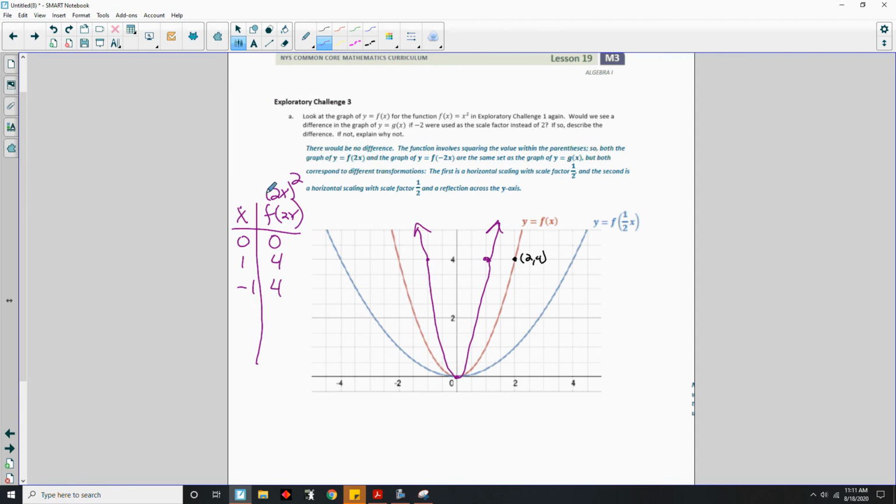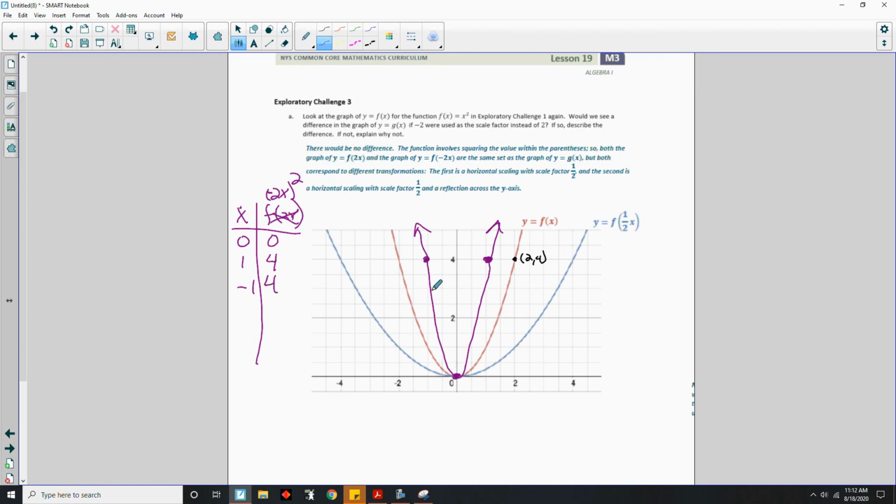So what they're saying is, if you change this to a negative 2 here, what would that do to these values? So now if I plugged in 0 here, negative 2 times 0 is 0. 0 squared is still 0. We're at this point right here. Plug in 1, it's going to be negative 2 times 1, which is negative 2. Negative 2 squared is positive 4. So we're still at the point 1, 4. And then negative 1, or negative 1 times negative 2 is positive 2. 2 squared is 4. So at negative 1, we go up 4, and we're at this point again.